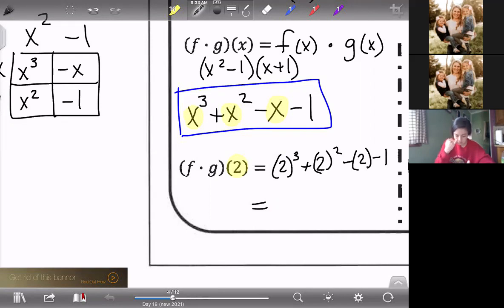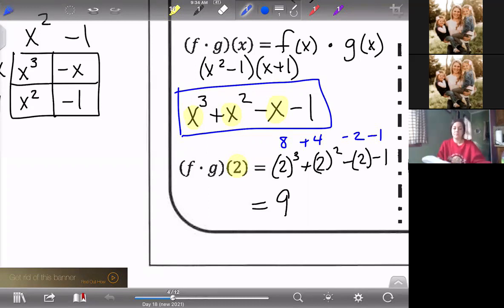What'd you get? You should get 9 for your answer. I know some of you, if you're working at home, might have to do this piece by piece. You might have to take 2 to the third power, which is really 2 times 2 times 2. So that would give you 8 plus 2 squared, which is 4, minus 2 minus 1. Well, 8 plus 4 is 12, minus 2 is 10, minus 1 is 9. So you could do this one term at a time and then just simplify your answer. But if you've got a calculator that can do it all at once, it'll just save you some time.